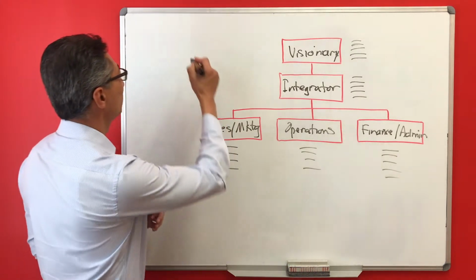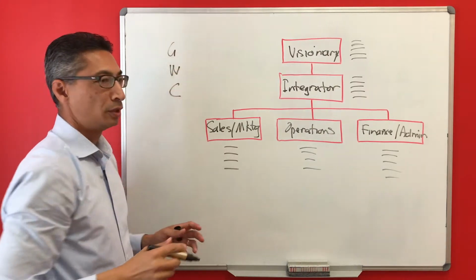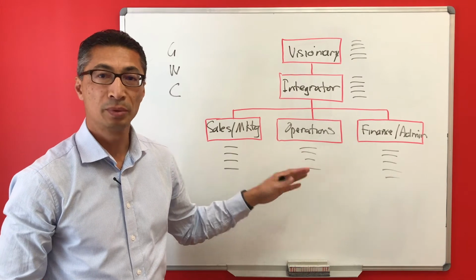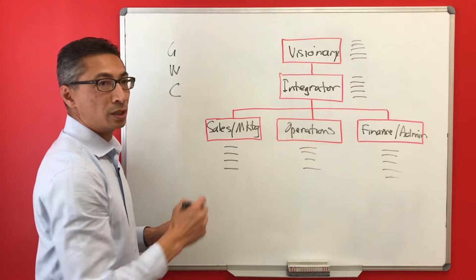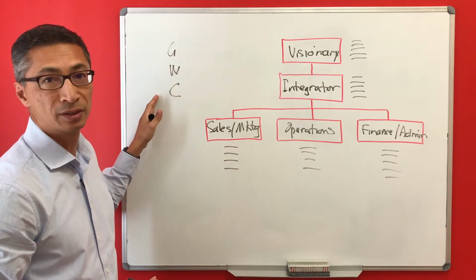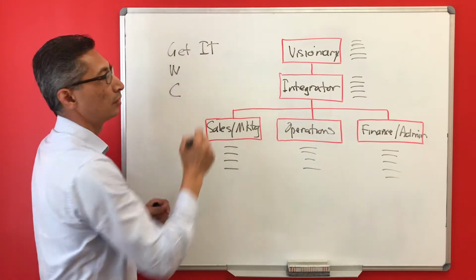Now, the next thing that I mentioned in my intro to the video was GWC, okay? So this is especially important for these management or leadership roles, but probably flows through to the rest of the organization as well. So management roles in particular have to have these three things. The first is they need to get it.